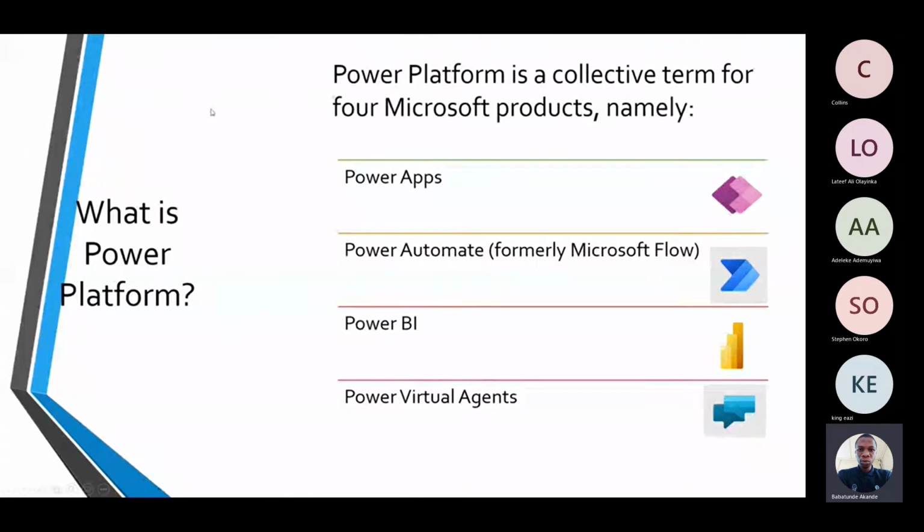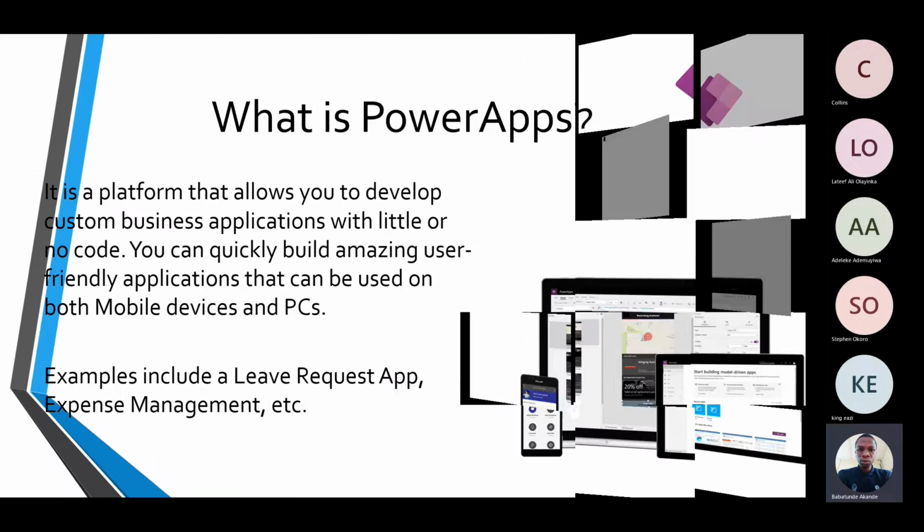Okay, so we've been talking about the Power Platform. So what exactly is it? It's a collective term for four Microsoft products. They are Power Apps, Power Automate, Power BI, and Power Virtual Agents. So we'll break them down one after the other.